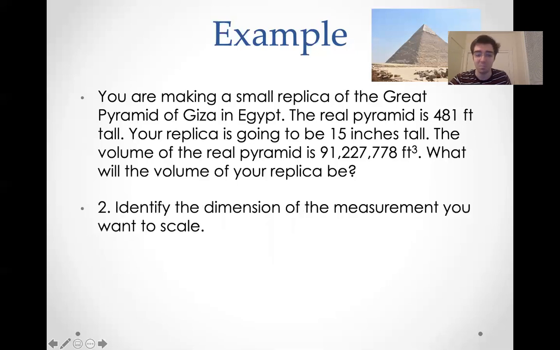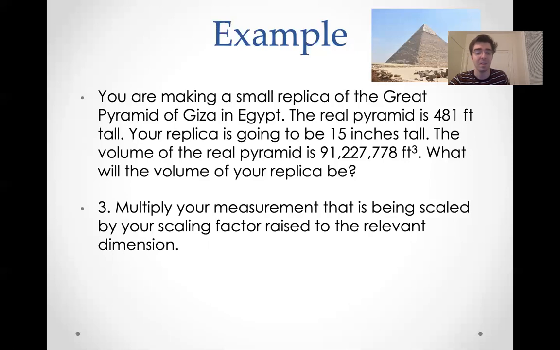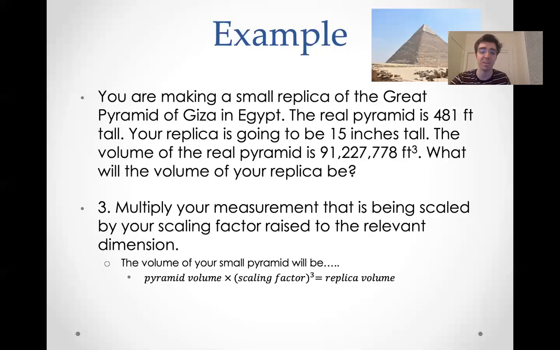All right. Second, identify the dimension of the measurement you want to scale. We are dealing with volume here, so this is a pretty clean-cut example of a three-dimensional scaling again, right? So 3D. And then step 3, multiply your measurement that is being scaled by your scaling factor raised to the relevant dimension. Right? So the volume of your small pyramid is going to be calculated using this formula. You take your original pyramid volume, the volume that you actually know, multiply by your scaling factor raised to the third power, because this is a three-dimensional thing we are measuring, and that's going to be the volume of the replica. So we just plug in the numbers that we have here, right? And that will get us 1.6 cubic feet for your little replica.